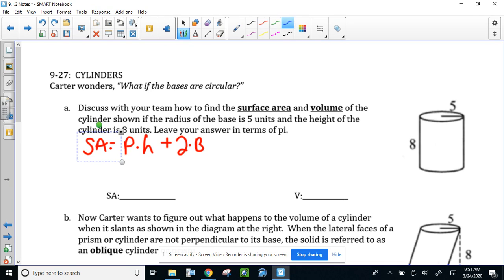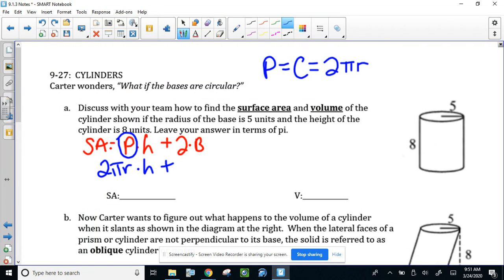But here's the thing, because it is a circle, we know that there's a couple of special formulas. When we talk about circles, perimeter is the same thing as the circumference. And we actually have a formula for the circumference of a circle. Our circumference is just 2 pi r. So instead of the perimeter, we can say 2 pi r times the height.